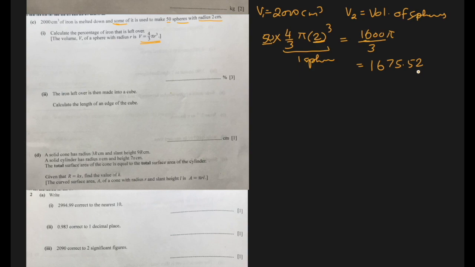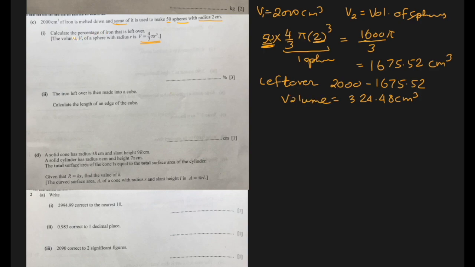Okay, 1675.52 centimeter cube. This is the volume of 50 spheres. So they're saying calculate the percentage of iron left over. So left over will be how much? Left over will be total 2000 was initial, and this 1675.52 has been used. Just subtract, we get 324.48 centimeter cube. This is leftover volume.